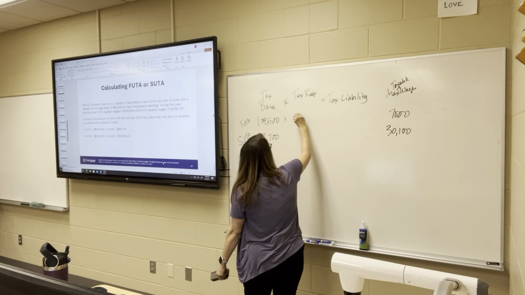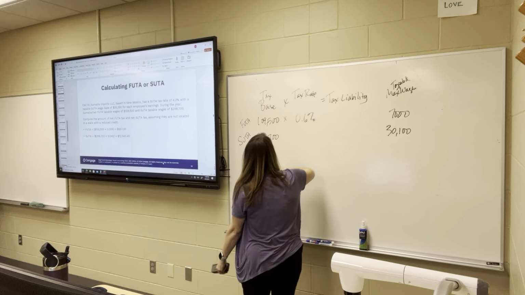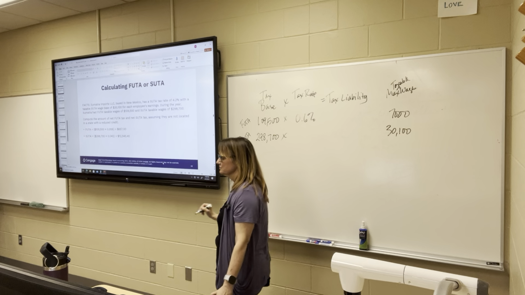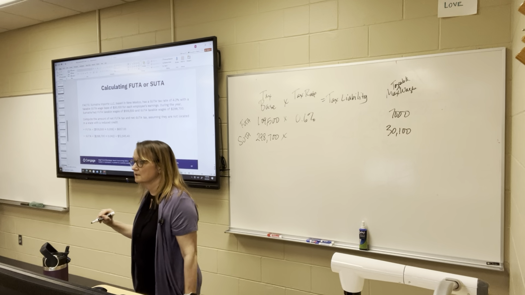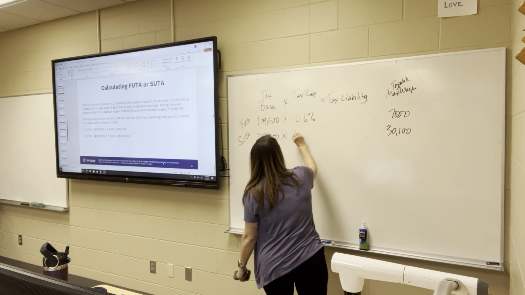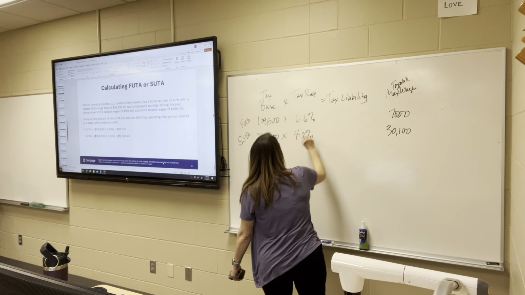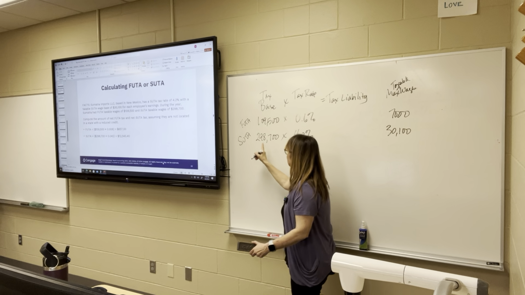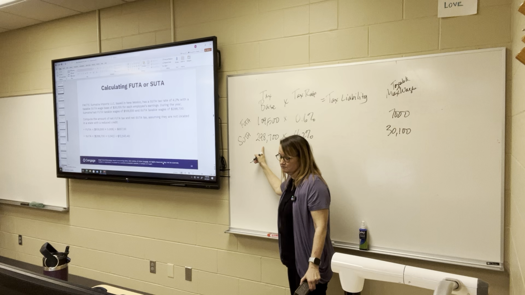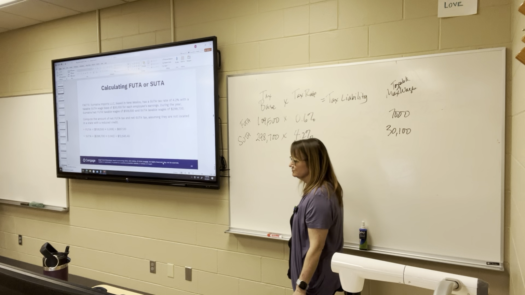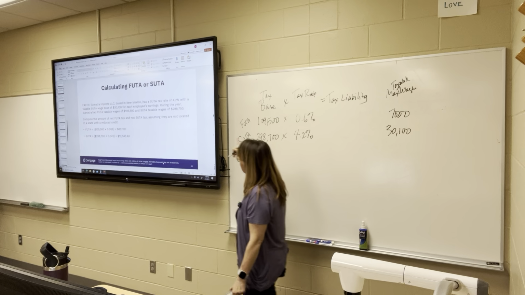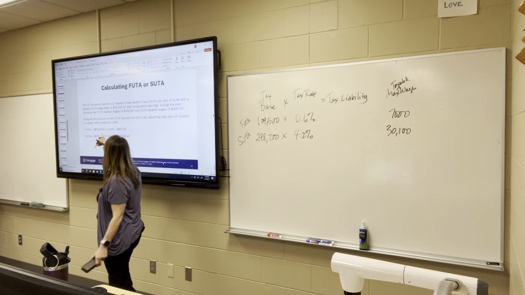0.6%, right. All right. What's our tax rate for SUTA that they gave us? 4.2%. So not only do we have more wages subject to tax for SUTA, we also have a higher tax rate for SUTA. Okay? So they've done the math for us here, so I'm not going to do that over.